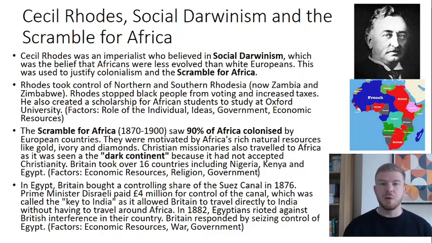And then because it was so important to Britain, when Egyptians rioted against British interference, the British simply seized control of Egypt. So it's another sign, a bit like the Battle of Plassey, that if Britain feels they are making money and they are worried about the impact of fighting and violence in an area, then they will just go in and take control of that region because they cannot afford to not make the money.